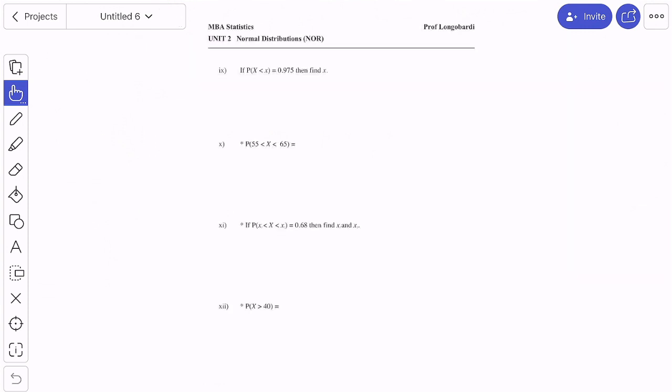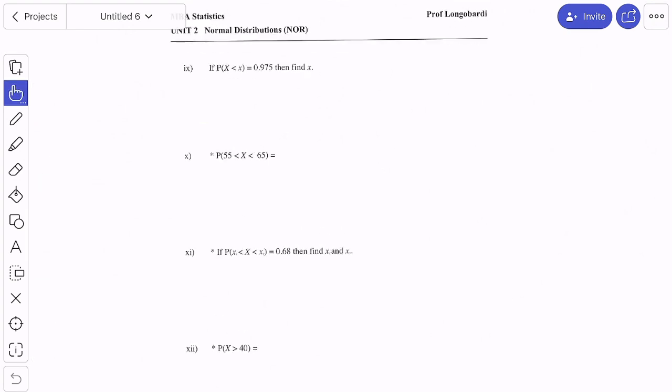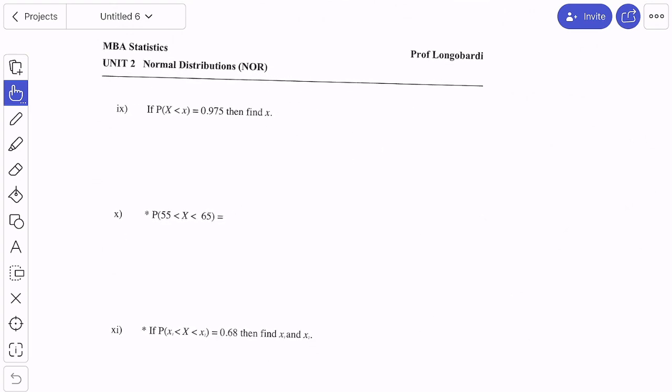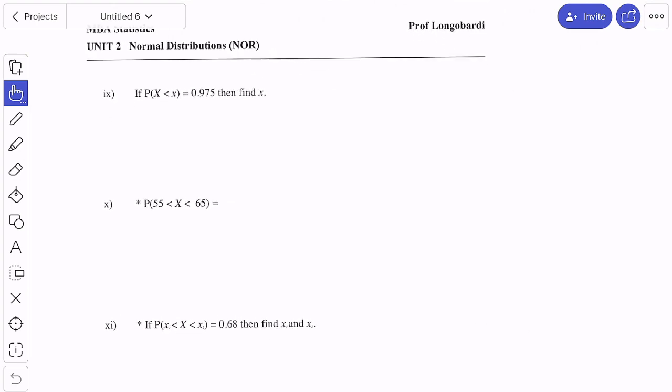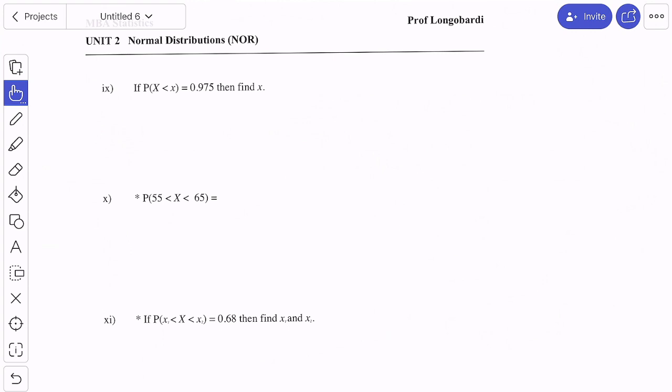All right, then there are 4 more problems. The emphasis of the first one is to introduce you to solving a backward problem. And the last 3 are to motivate the need for the standard normal distribution.